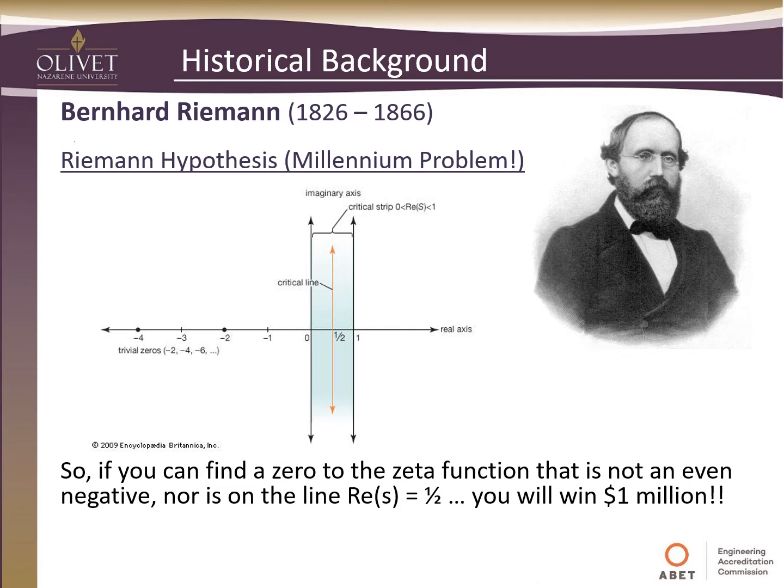So the challenge is, we don't know if there are any more than this line. So far, every one we found, other than the negative even numbers, has fallen on this line. If you can find one that is not on this line nor a negative even, and you can demonstrate and prove it, then you're going to win $1 million. Likewise, if you can prove that the rest of them have to be on this line, you also win $1 million. So that's nothing to it, right? Easy.